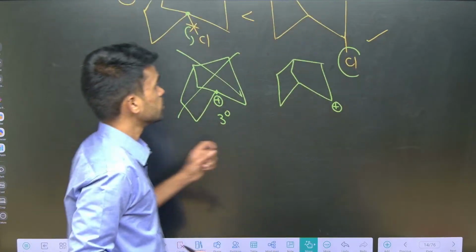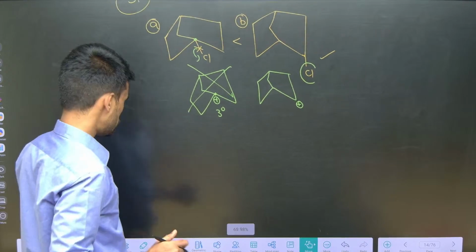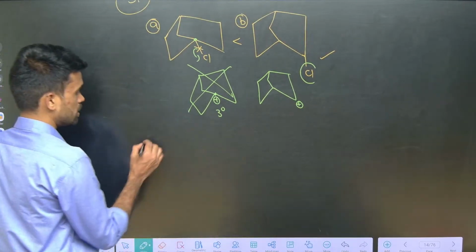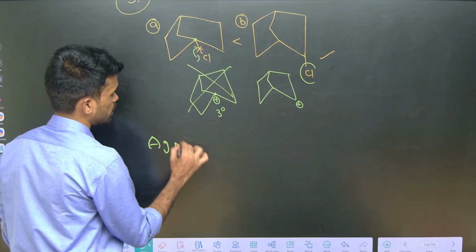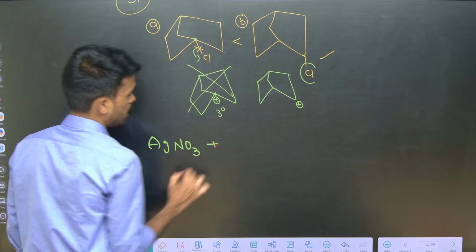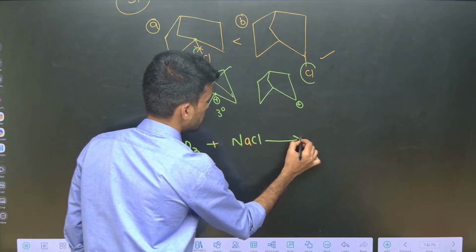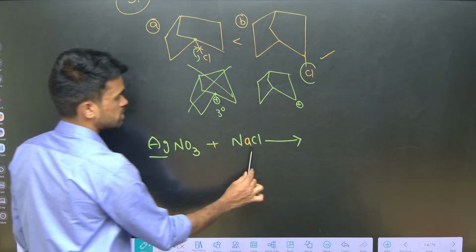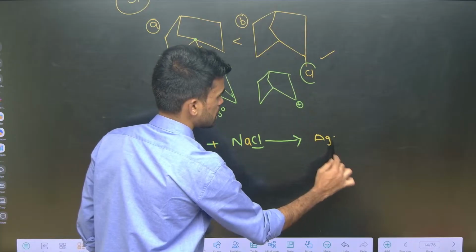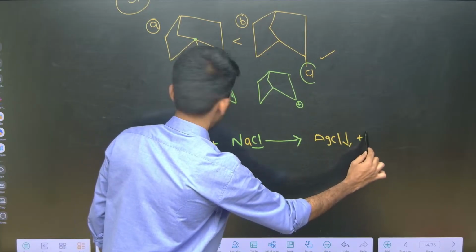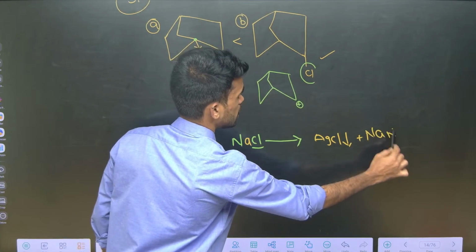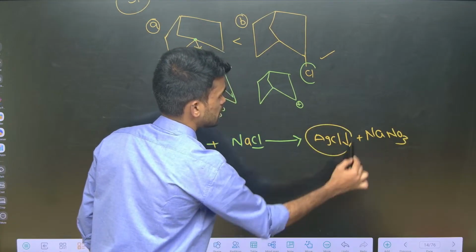Right, next one. See what I am adding here to this AgNO3, I am adding NaCl. What happens here? We know it will form AgCl precipitate and NaNO3 will be formed. See, AgCl precipitate is formed.